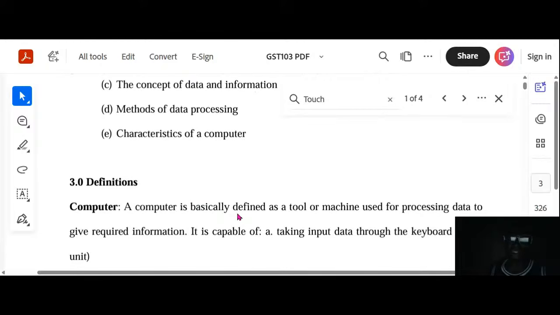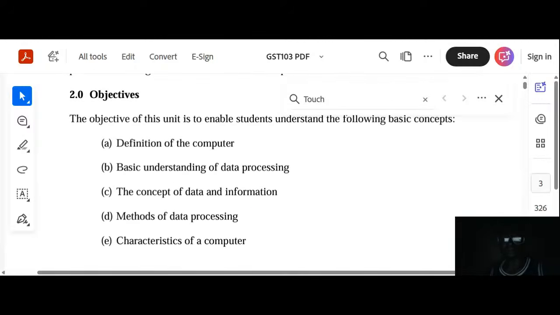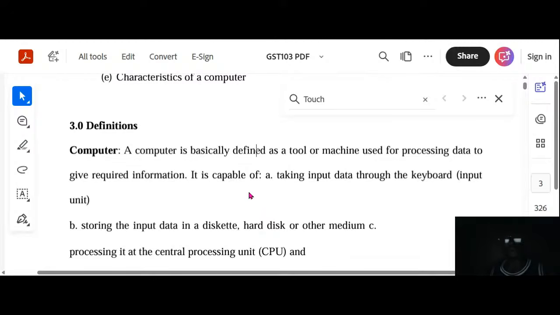A computer is basically defined as, why is this one going up and down like this? Please hold on, let me get it together.